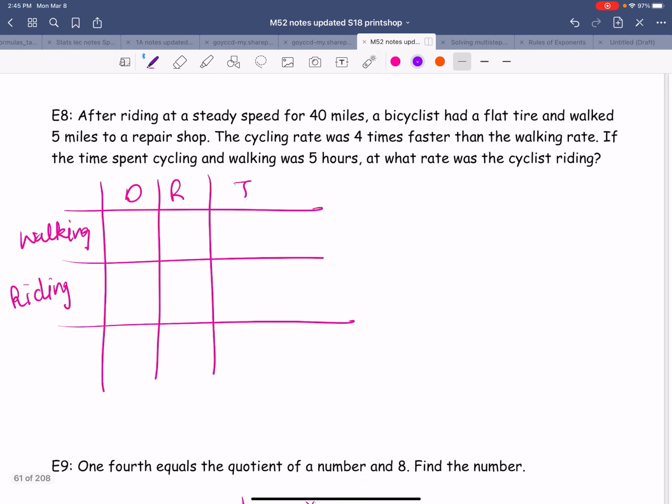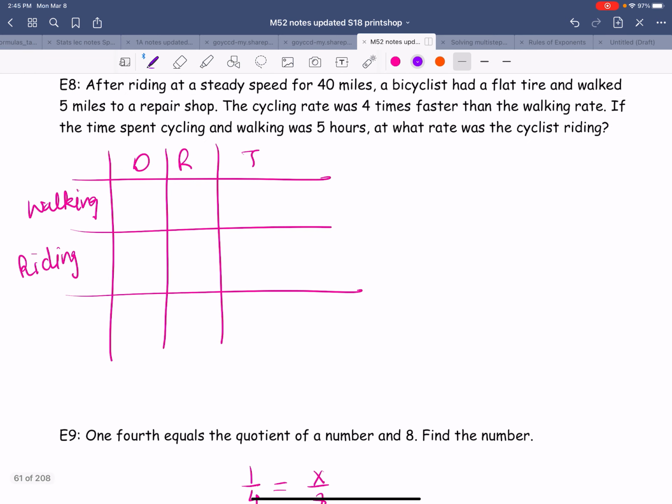And next example. After riding at a steady speed for 40 miles, a bicyclist had a flat tire and walked 5 miles to a repair shop. So he's doing some walking and some riding. The cycling rate was 4 times faster than the walking rate. So he did ride his bike for 40 miles. And how much did he walk? He walked 5. So I'm writing these under the distance column.